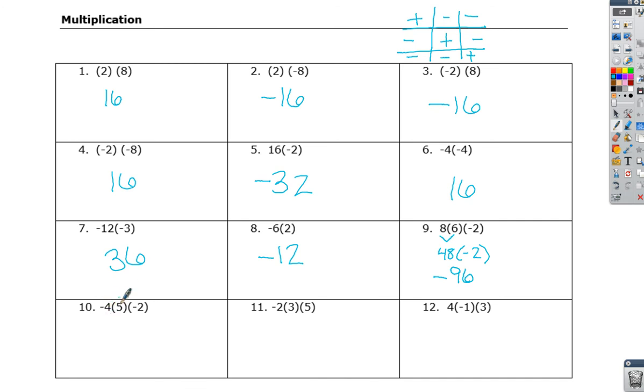So we have negative 4 times 5 times negative 2. We start from left to right. So we have negative 4 times 5. 4 times 5 is 20. We have a negative and a positive. A negative and a positive equals a negative.